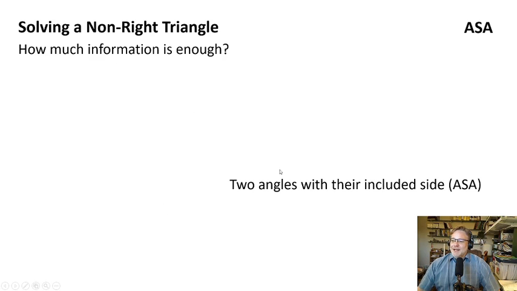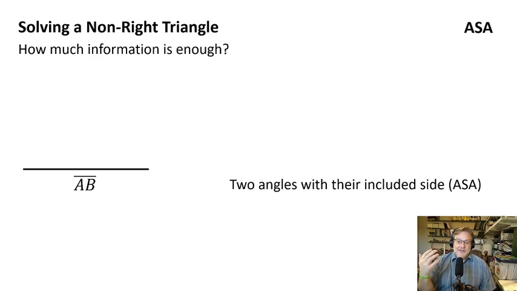So let's take a look at solving a non-right triangle. Let's ask ourselves the question: how much information do we need in order to find all of the angles and sides of a triangle? Do we just need to know the length of one side and one angle, or maybe two angles and nothing else, or two sides and nothing else? Let's figure out what's needed.